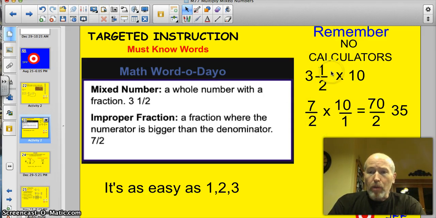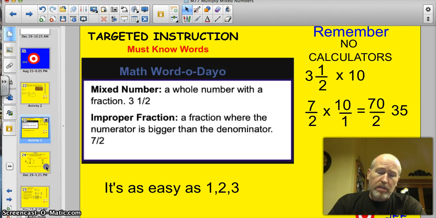So here we go. We have 3 1/2 times 10. Well, we have to switch this to an improper fraction. So 3 times 2 is 6 plus 1 is 7. So that's how I got to 7 halves. Times, of course, 10 over 1. We end up with 7 times 10 is 70. 2 times 1 is 2. 70 divided by 2 is 35. It's as easy as 1, 2, 3.